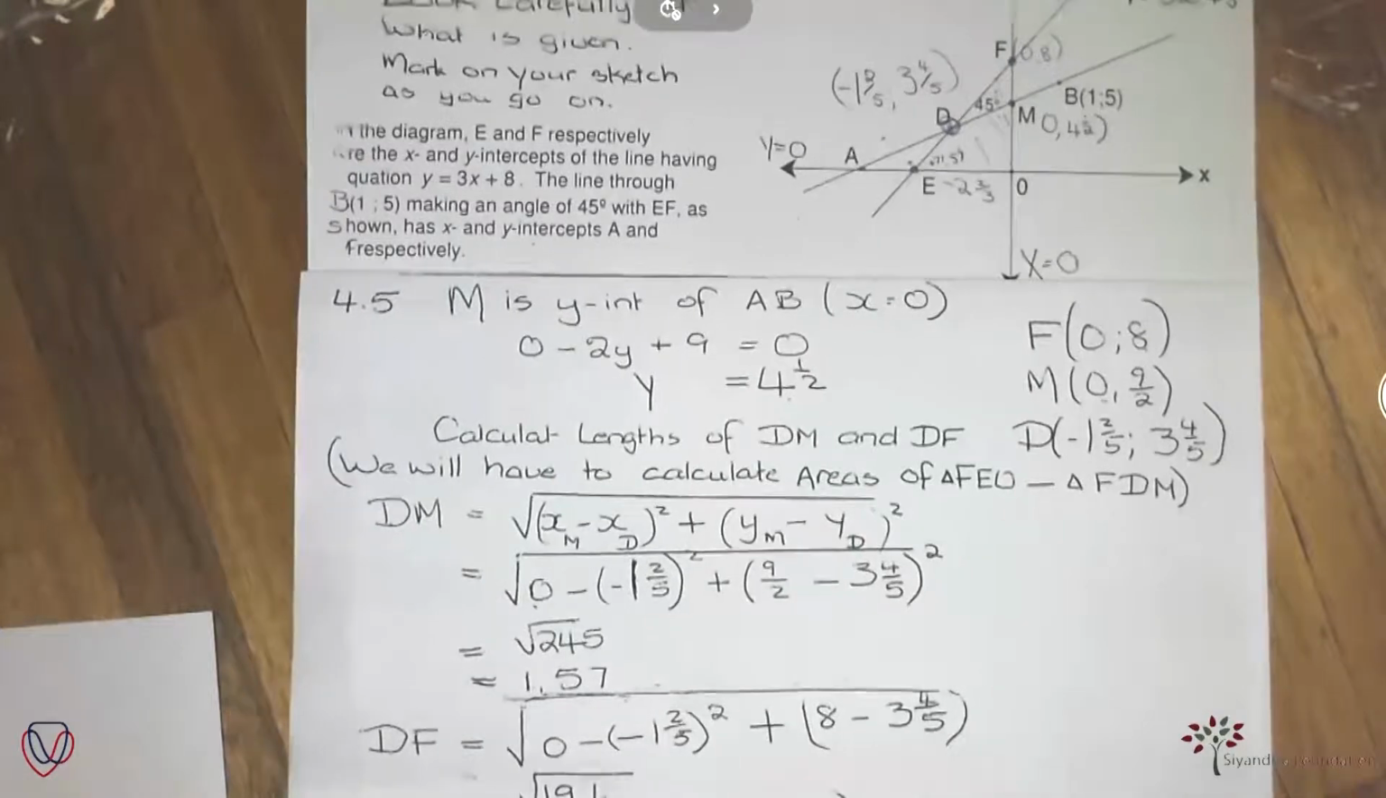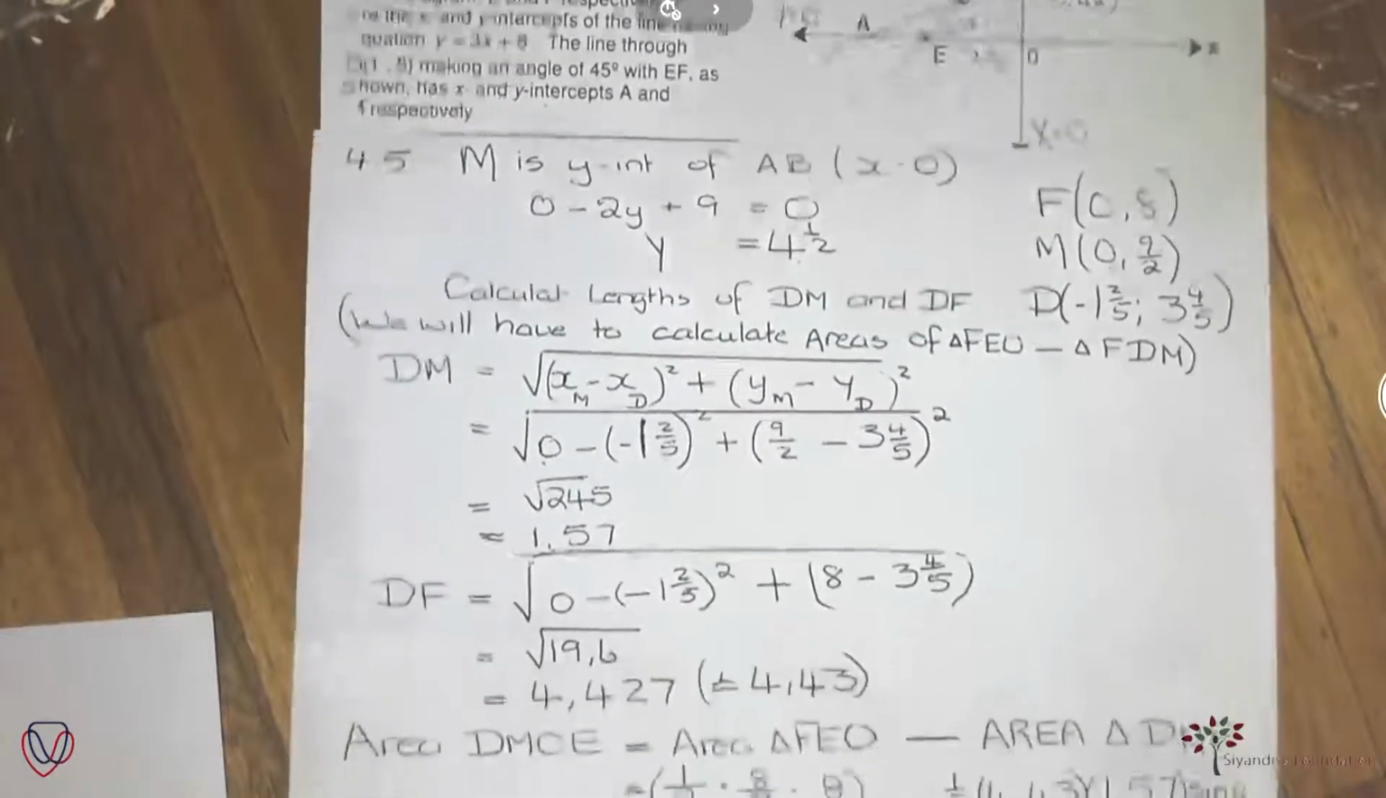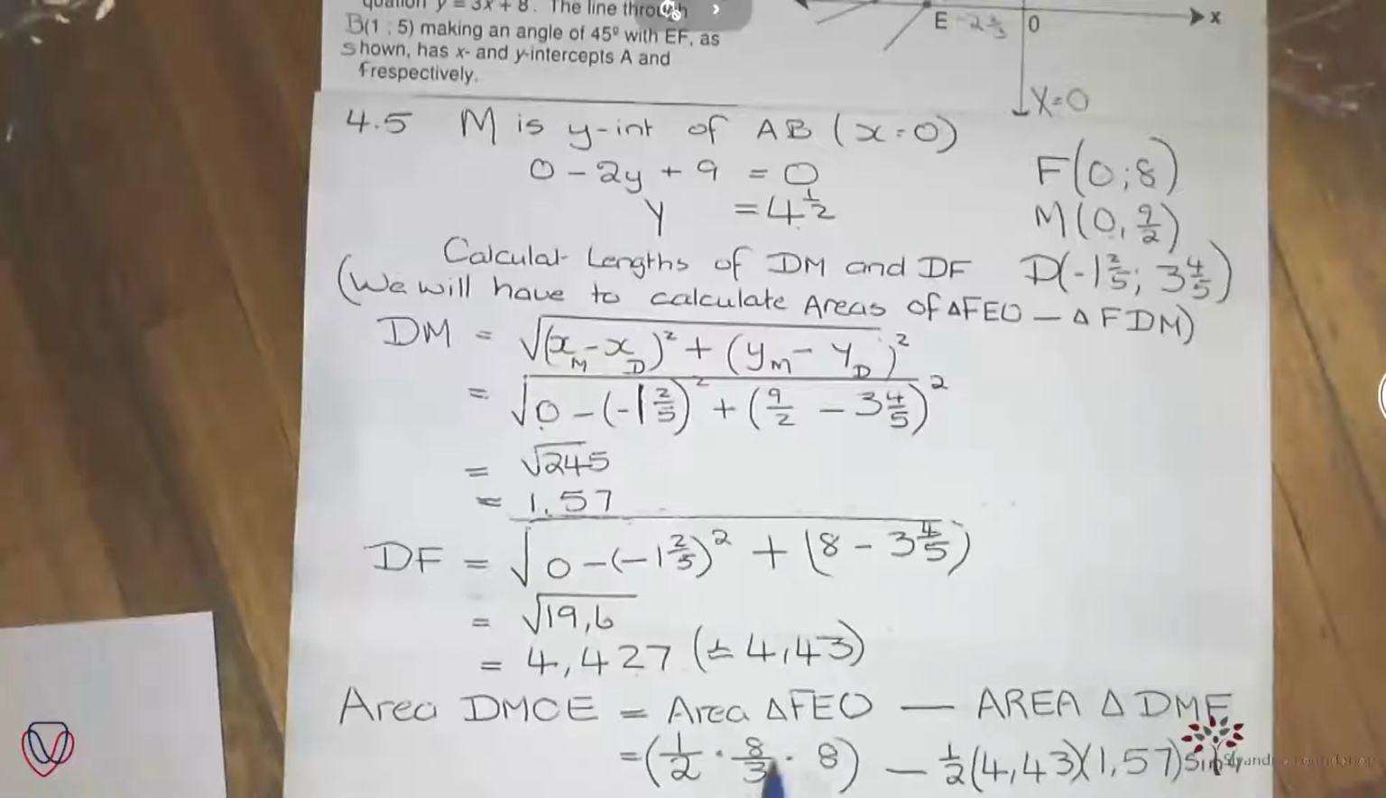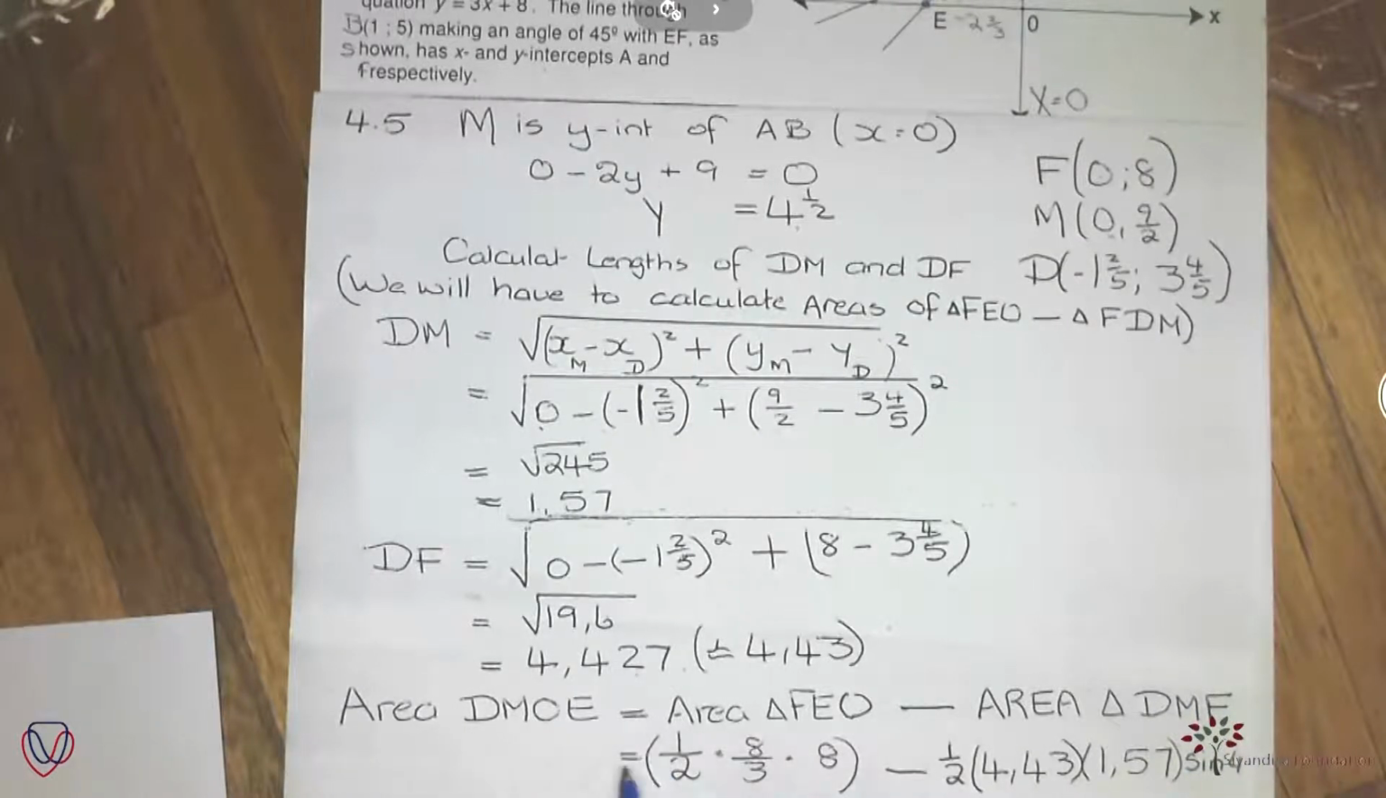Then the area of DMOE: area of the bigger triangle minus the area of the smaller triangle. There it is. The area of DMOE will be the area of the bigger triangle minus the area of the smaller triangle. Now the area of the bigger triangle is half base times height. Half base times height. Now this is 1,57.